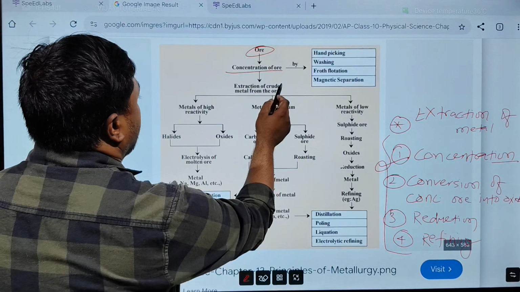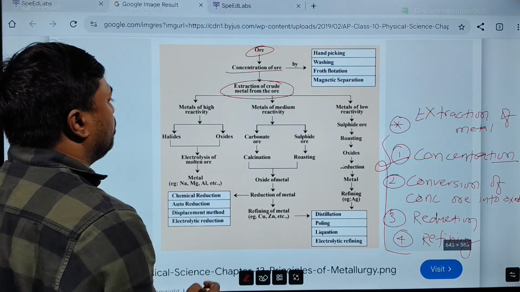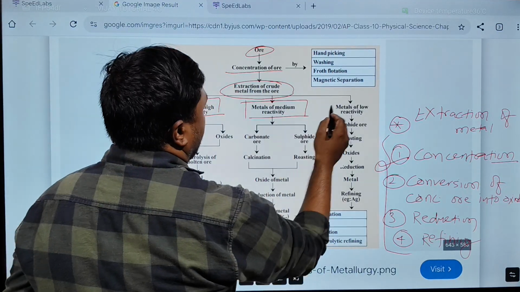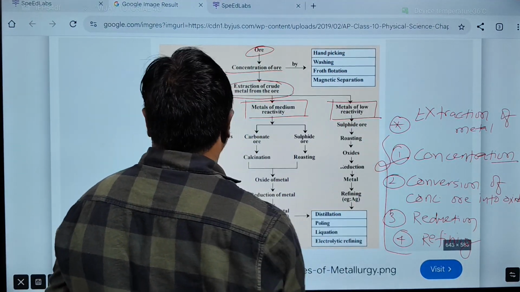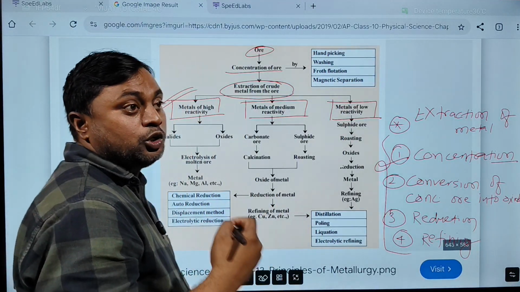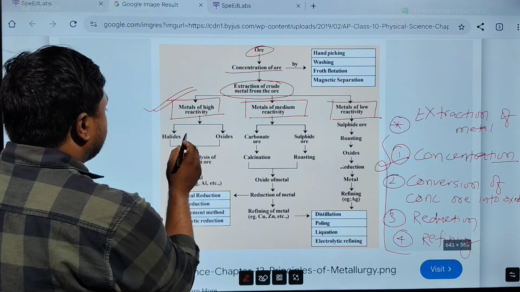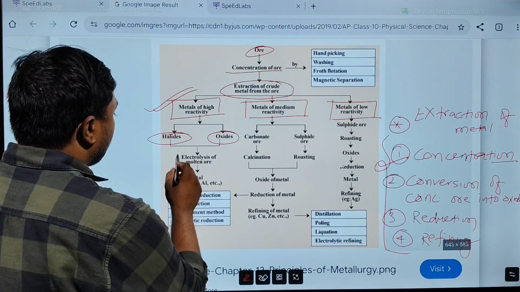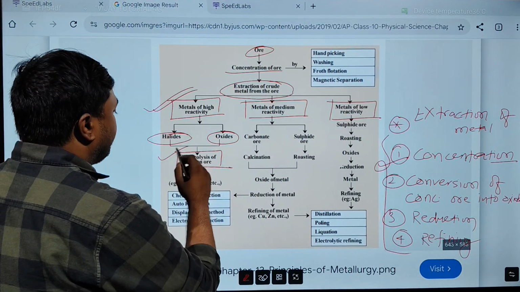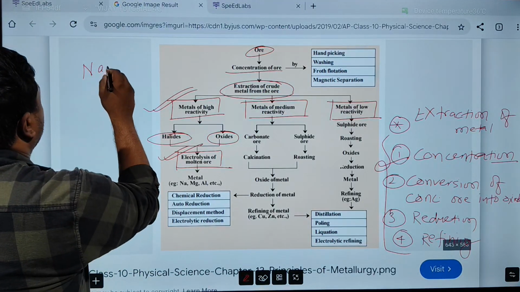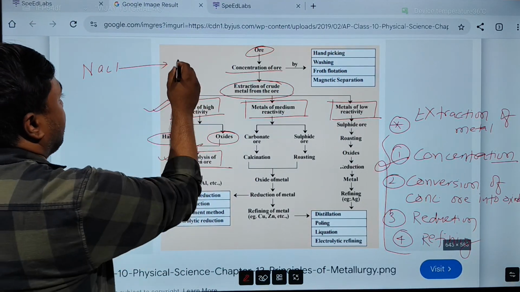So you can see extraction of crude metal from the ore. We have metals of high reactivity, metals of medium reactivity and metals of low reactivity. When we talk about metals of high reactivity, for example potassium and sodium, they are in the form of halides and oxides. So we do the electrolysis of the molten ore, for example sodium ore, NaCl. Once you do the electrolysis, you will get pure sodium.